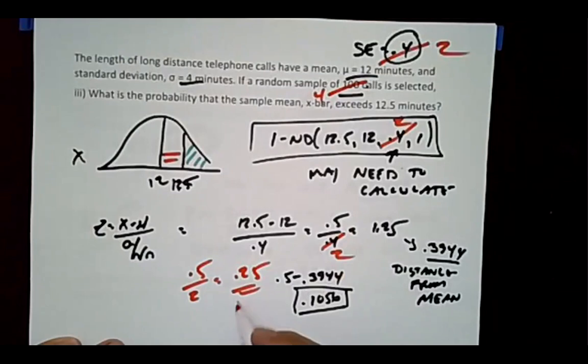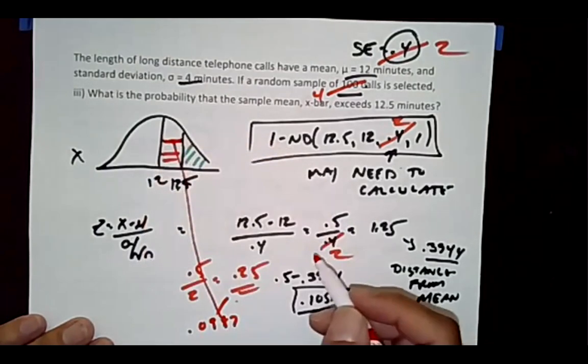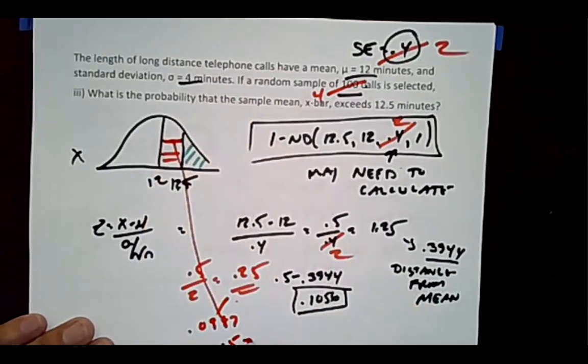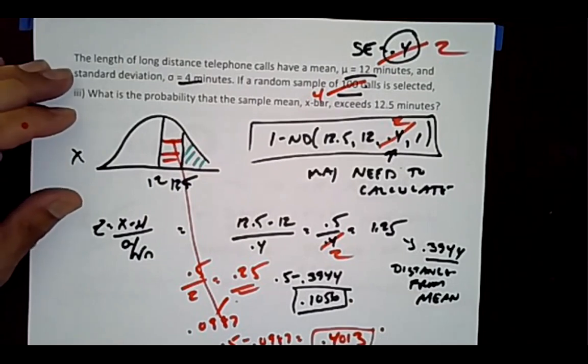Remember, 0.0987 is this area here. So 0.5 minus that is 0.4013. Right? So here's the first problem. Here's the second problem. Let's take a look at that so we make sure I understand what that looks like.